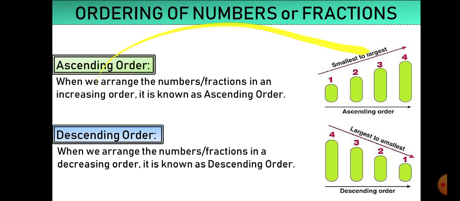Let me tell you about ordering of numbers or fractions. First of all, we are learning about ascending order. When we arrange numbers or fractions in increasing order, it is known as ascending order. Increasing basically means going up. When you go from a small quantity to a larger quantity, that is ascending order.